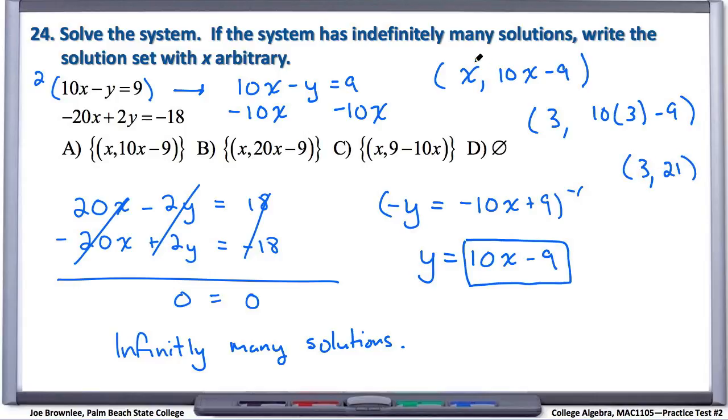And that's the way it works. You choose any x value you want. To find the corresponding y value, you take the x value that you chose, plug it in, solve, and then you have the y. All right, but this is the solution for the system with x set arbitrary, and based on this we can see that our solution is going to be A for 24.